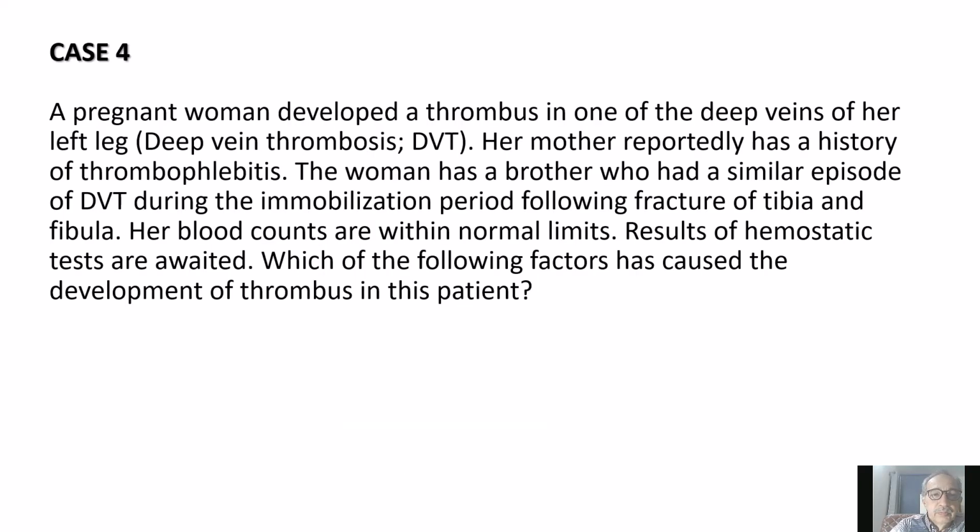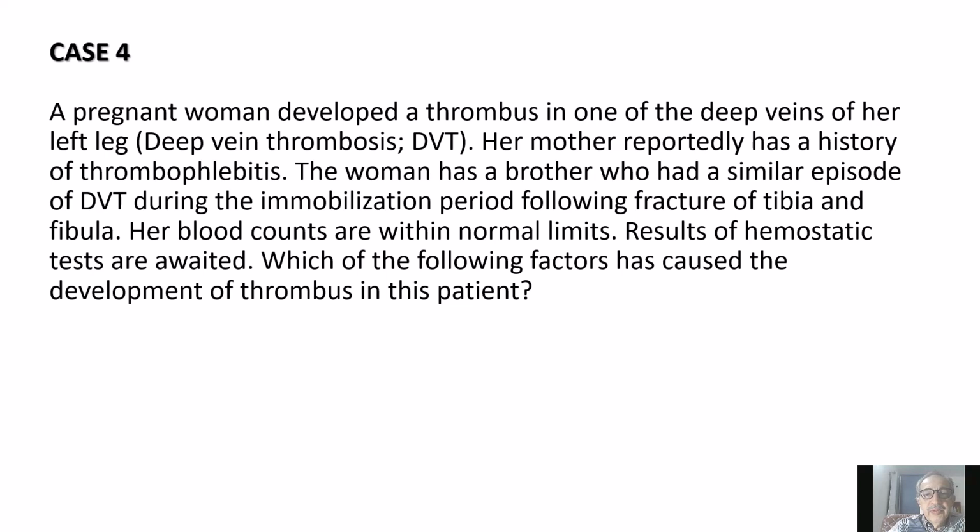Case 4. A pregnant woman develops a thrombus in one of the deep veins of her leg, called deep vein thrombosis. Her mother reportedly has a history of thrombophlebitis. The woman has a brother who has similar episodes of DVT during immobilization period following fracture of tibia and fibula. Her blood counts are within normal limits. Results of hemostatic tests are awaited. Which of the following factors has caused the development of thrombus in this patient?